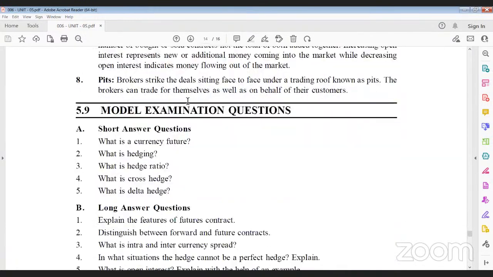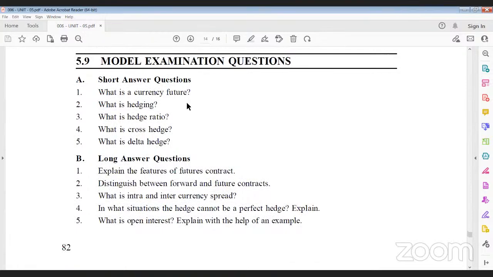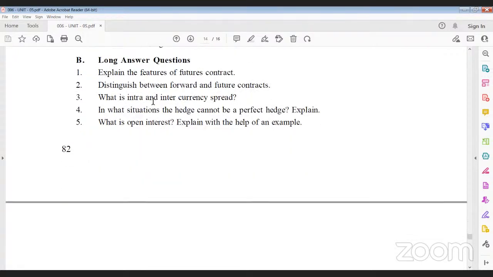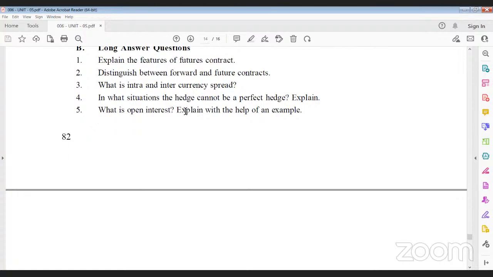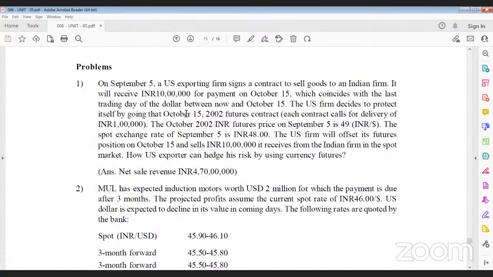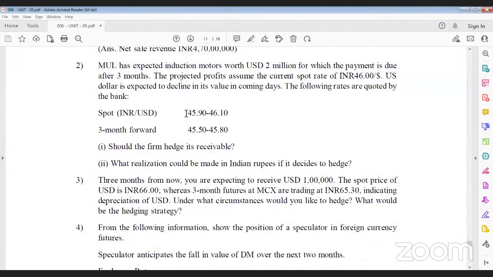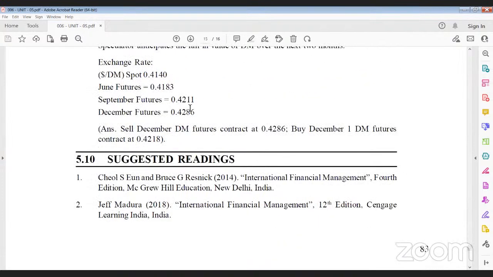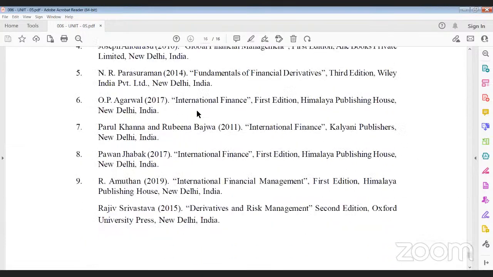All of you can give it a try and focus on developing conceptual knowledge on what is future currency, hedging ratio, cross hedging, then delta hedging, followed by learning in detail all the features of future contracts, differentiating forward and future contracts, inter and intra currency spreads, situations, open interest. All this you can give a try, followed by focusing on doing these simple problems which are there at the exercise level.